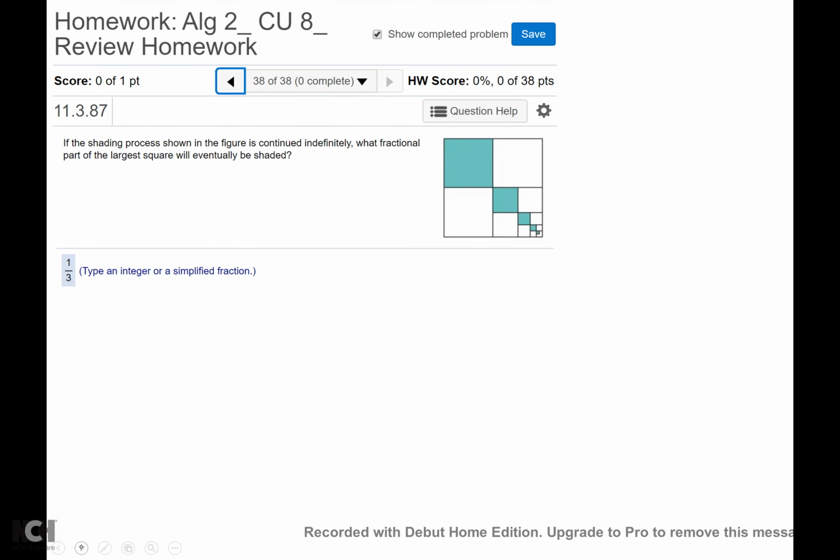Okay, if the shading process shown in the figure is continued indefinitely, what fractional part of the largest square will eventually be shaded? Well, what you're doing here is the first time you shaded, you would only shade 1/4 of the whole square. The next time you break those down, and you shade 1/4 of, hold on just a second.